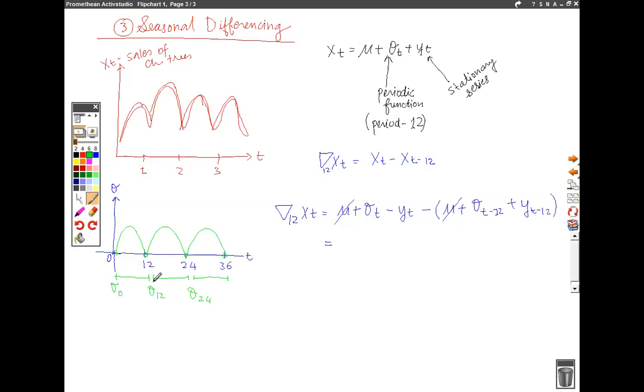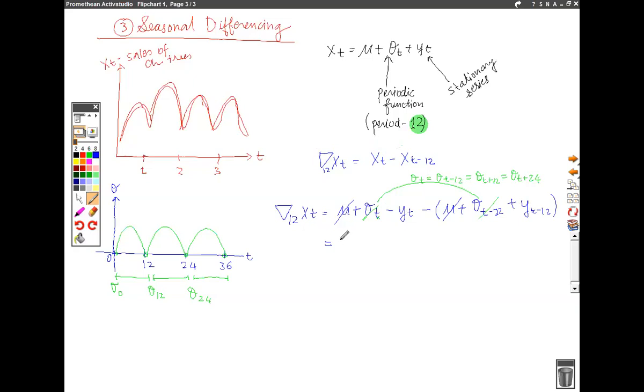So if I am at period t today and I subtract 12 from it, I know that my theta_t is going to be equal to theta_{t-12}. And because theta_t is equal to theta_{t-12}, which is also equal to theta_{t+12}, which is also equal to theta_{t+24}, as long as you're assuming that the period you have for your data is 12, even that would cancel out. So this would cancel and that would also cancel. And now what you're left with is y_t and y_{t-12}.